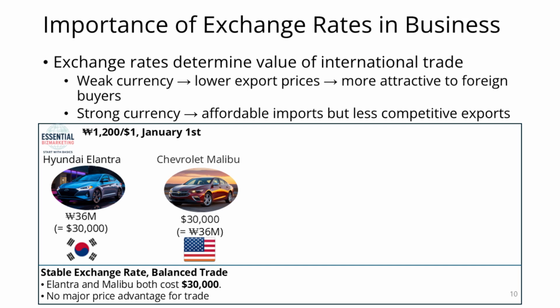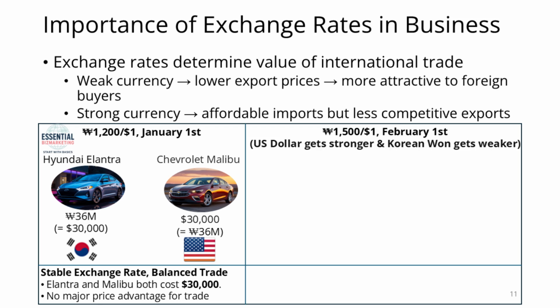Let's illustrate this with a pricing example. When the exchange rate is stable at 1,201 won per $1, a Hyundai Elantra priced at 36 million won equals $30,000, just like the Chevrolet Malibu. At this rate, neither country gains a pricing advantage in trade. Now let's see what happens when the exchange rate changes.